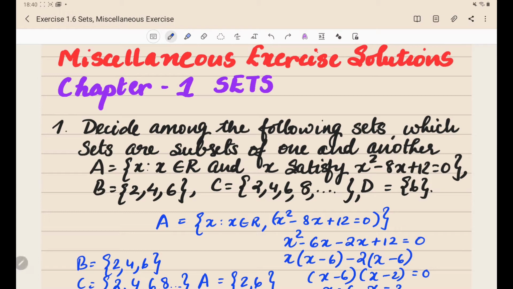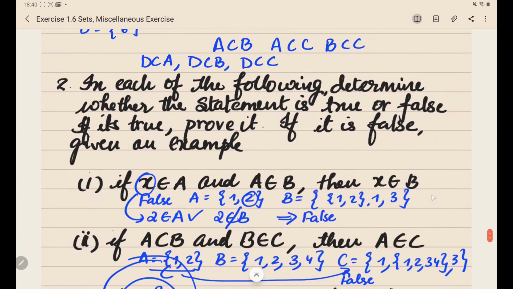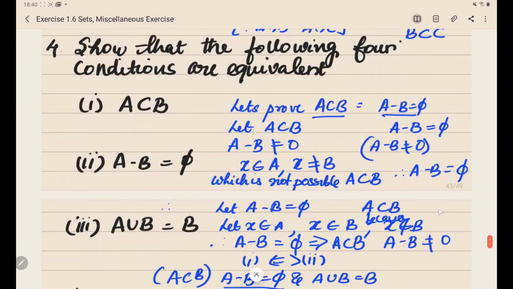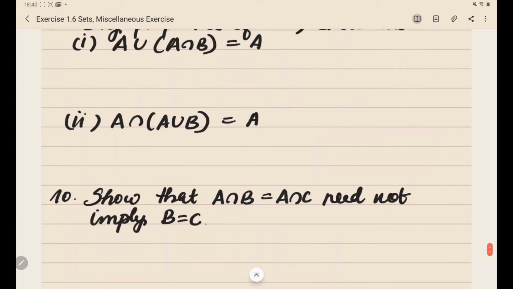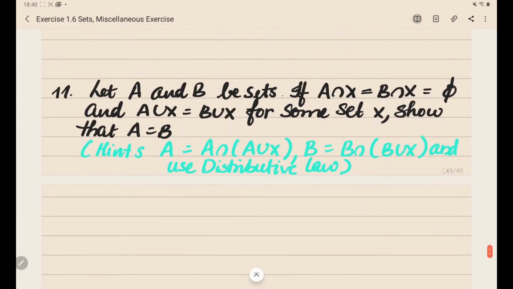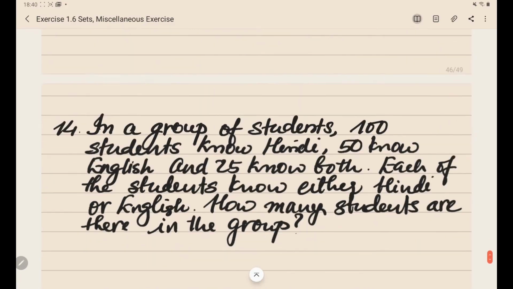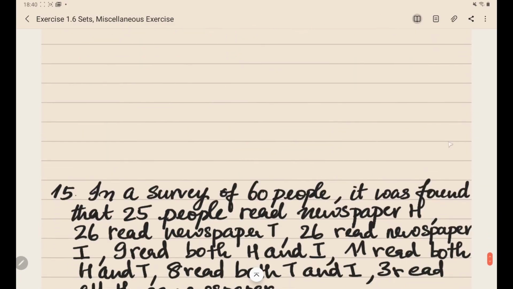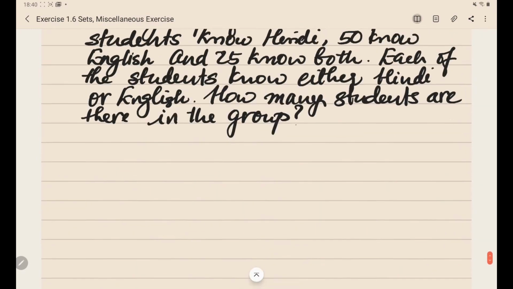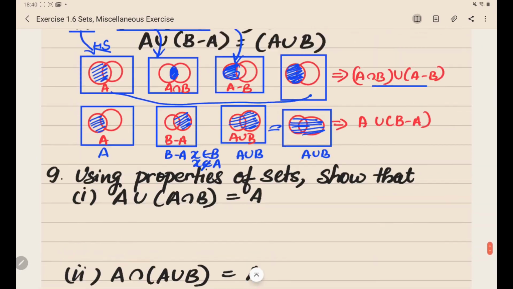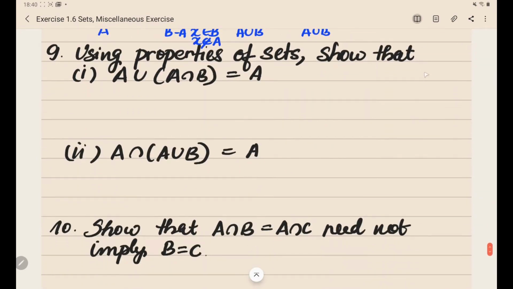So this is the second part on the miscellaneous exercise on chapter 1 sets. In my previous video, I discussed the solutions for problems number 1 to 8, and in this video, we'll discuss the problems from question number 9 to question number 16 of the chapter 1 sets miscellaneous exercise. Okay, so let's go directly with the first problem, that is question number 9.